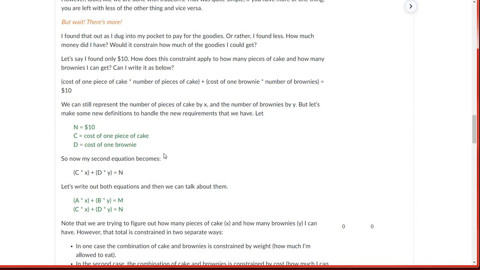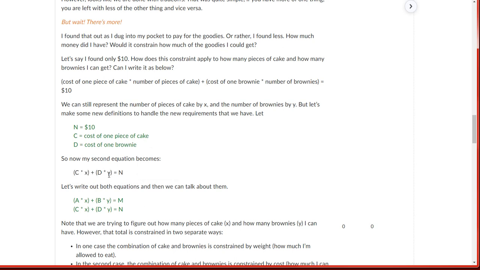We're talking about the number of pieces of cake and the number of brownies, but this time we also have to say, well, how much does one piece of cake cost, which is going to be represented by C, and how much does one brownie cost? And that's going to be represented by D. And these are going to form the coefficients of the variables x and y in the second equation, right?